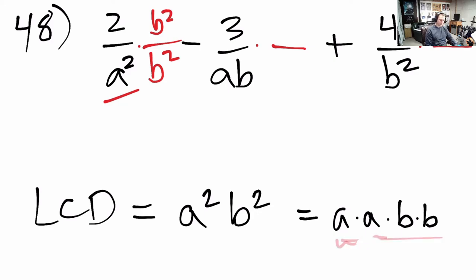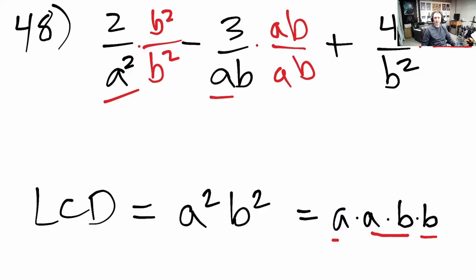For the next one, I see we've got ab, which is right there. What's missing is another a and another b. So I'm going to multiply this by ab divided by ab. All right. Last one. Same process. We've got a b squared here, so there's that. What's missing is a squared. So we're going to multiply this by a squared over a squared. So now they all have the same denominator, right? And now we can go ahead and add these things together.